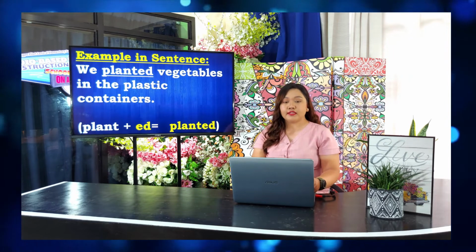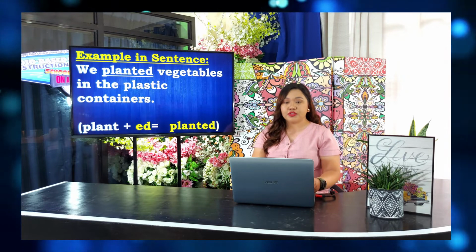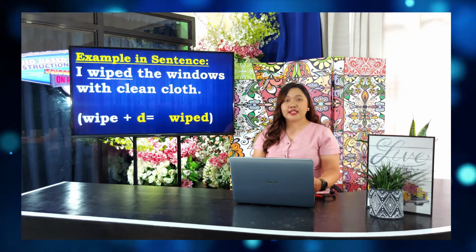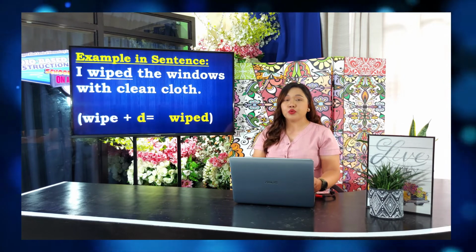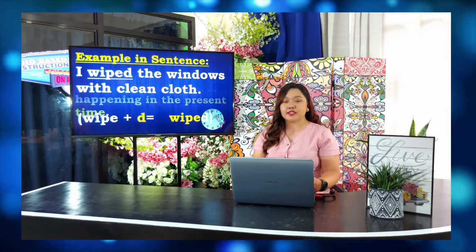Example in a sentence. We planted vegetables in the plastic containers. The past form of the verb is planted. Another sentence is, I wiped the windows with clean cloth. The past tense of the verb is wiped.